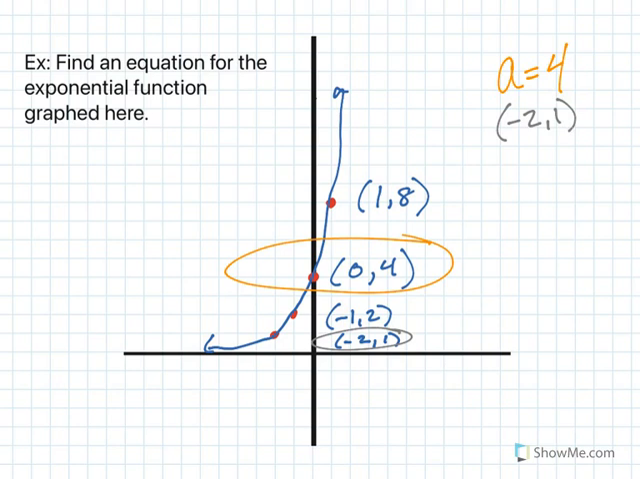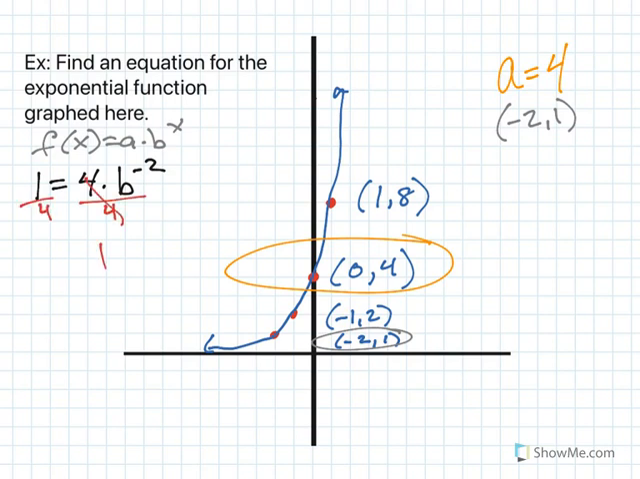So f of x equals A times b to the x. So I know that y is positive 1. So 1 equals A times b to the -2. Okay, this is going to be fun. We're going to divide both sides by 4. So b to the -2 equals 1/4.